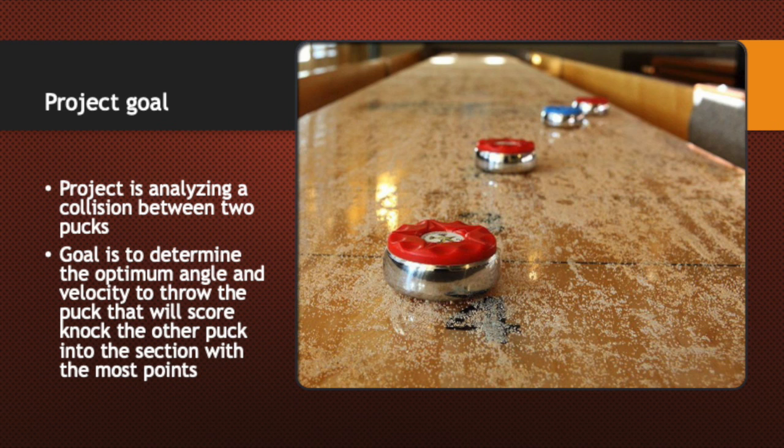The goal of this project was to create a collision between two pucks in a game of table shuffleboard that would result in the most points scored for the thrower. Then, through an analysis of this collision, we could determine the best angle and velocity to throw the puck for any game of shuffleboard. Using the calculated velocities, we can then calculate the deceleration of the puck after the collision and use that to calculate the force of friction.